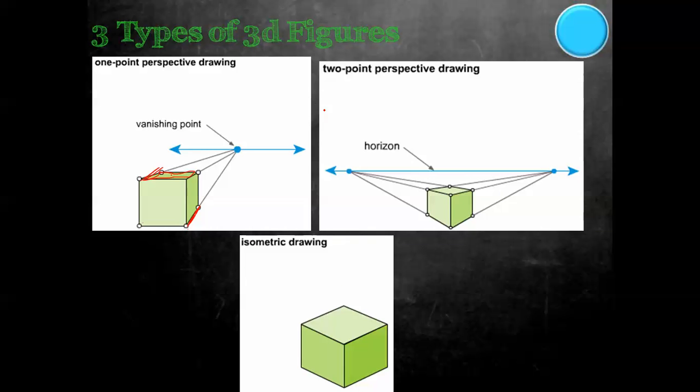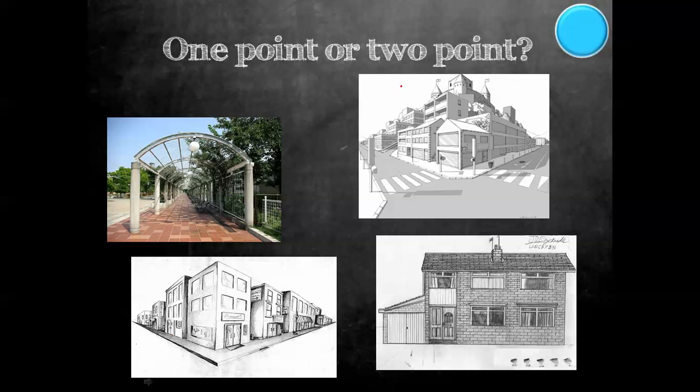An isometric drawing is just a drawing that does not have to do with perspective. We're not looking at it from eye level, we're just drawing the shape. So those are your basic three perspectives.